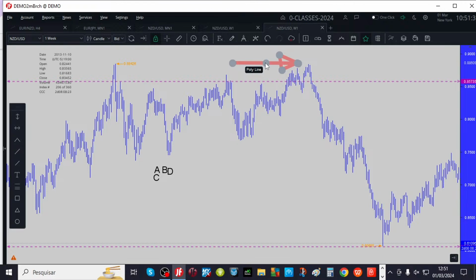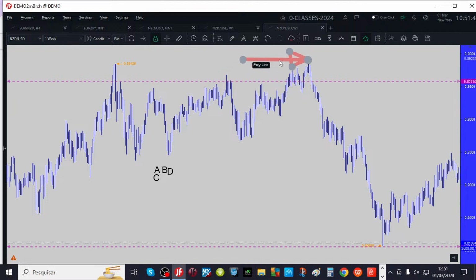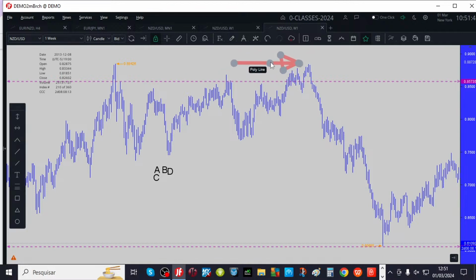I cannot tell you how many advanced students and traders lose money because they assume that Fibonacci starts up in here. Alright? Don't do this.